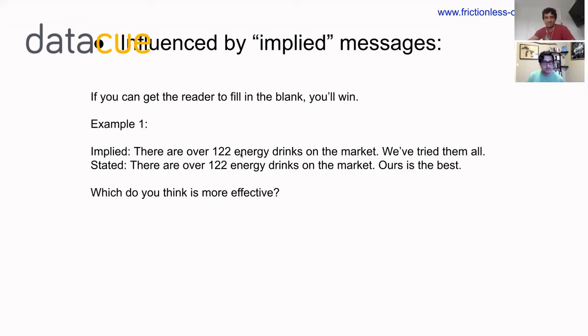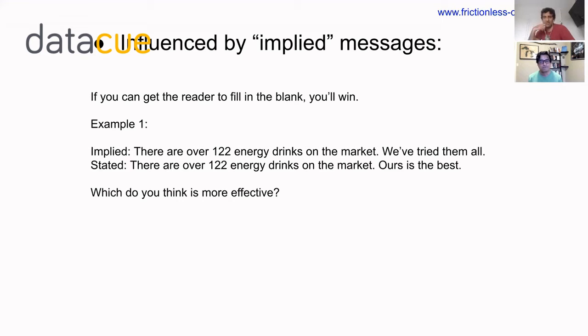The implied version of the headline says there are 122 energy drinks in the market. We've tried them all. That's the implied version. The stated version says there are over 120 energy drinks in the market. Ours is the best. Can you guess why I'm claiming that the implied version is so much more effective?